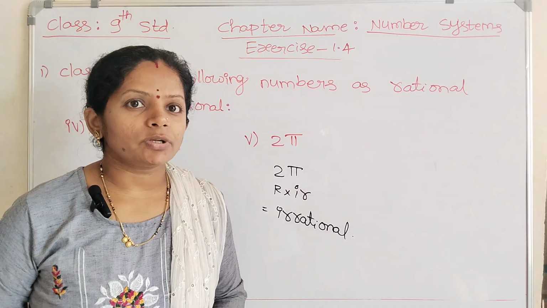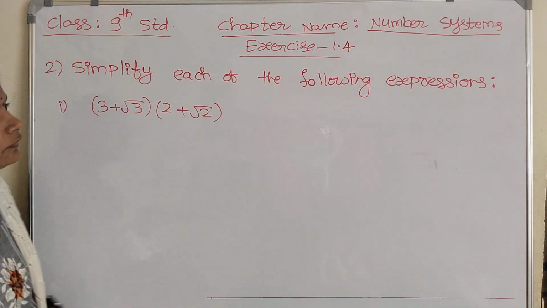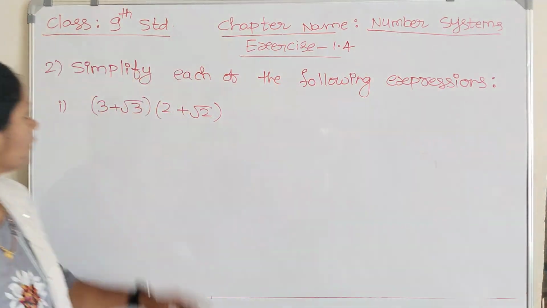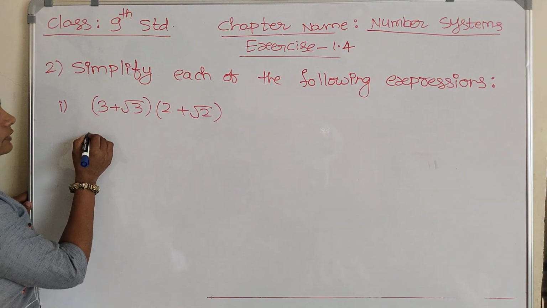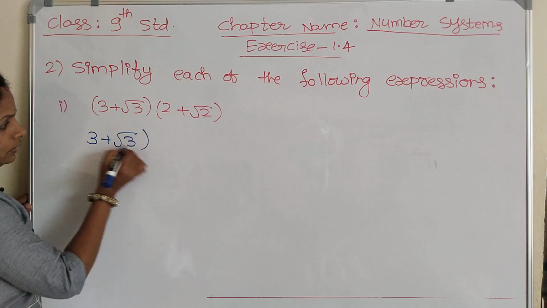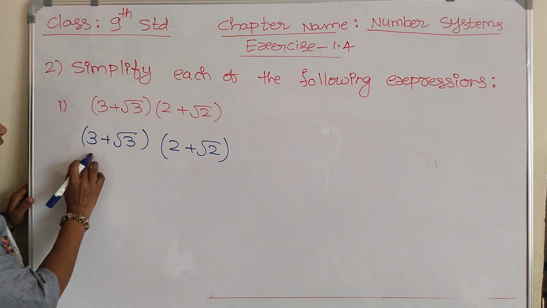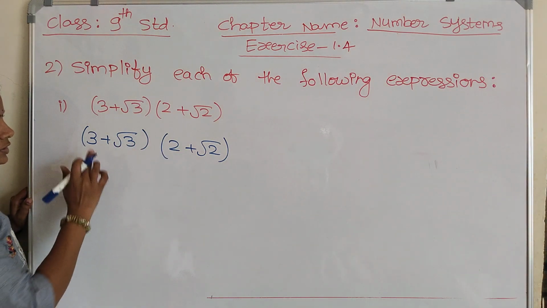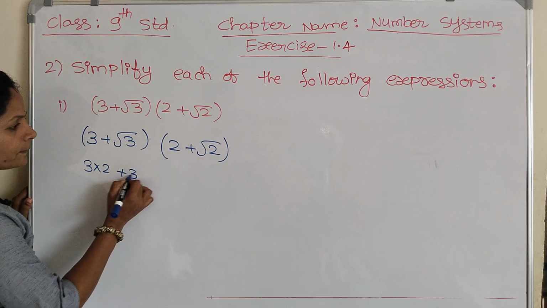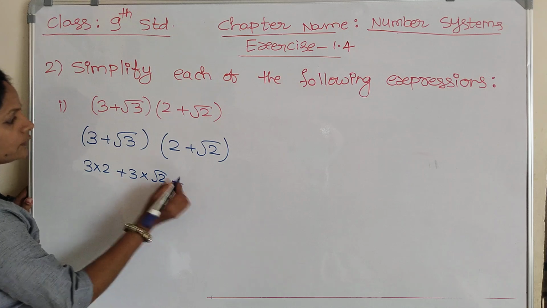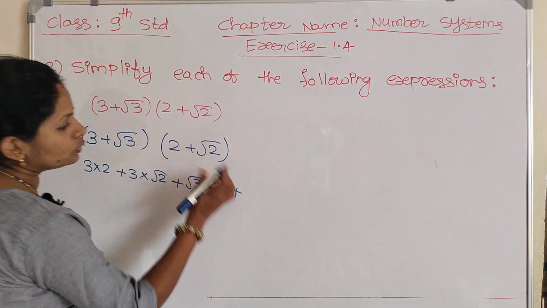Let's move towards question number 2. Question number 2 is: simplify each of the following expressions. 3 plus root 3 into 2 plus root 2. It is given that (3 plus root 3) into (2 plus root 2). Here we have to do the multiplication: 3 into 2, plus 3 into root 2, plus root 3 into 2, plus root 3 into root 2.